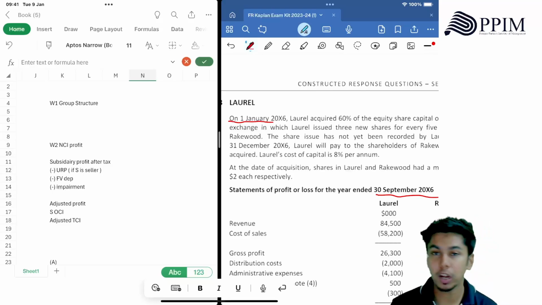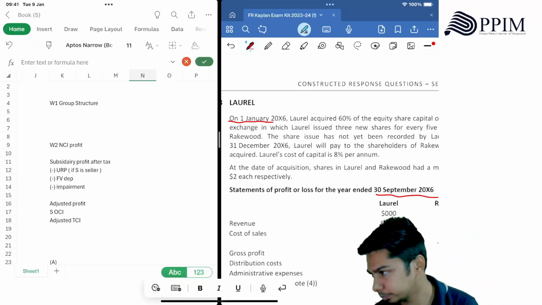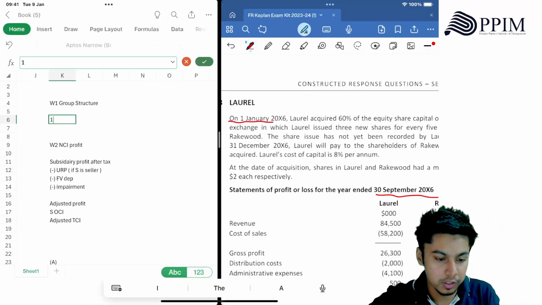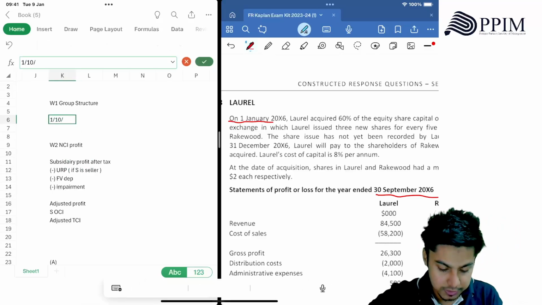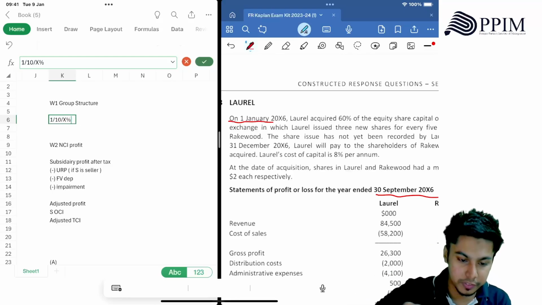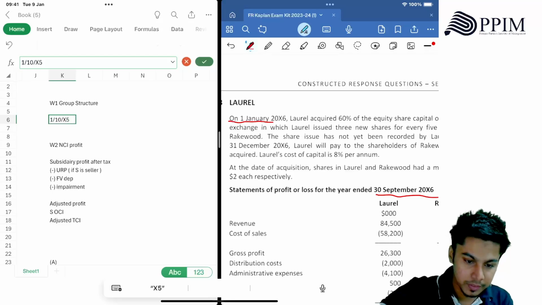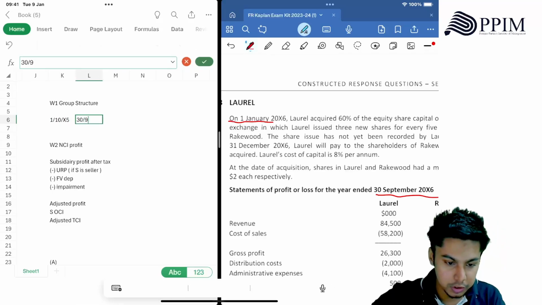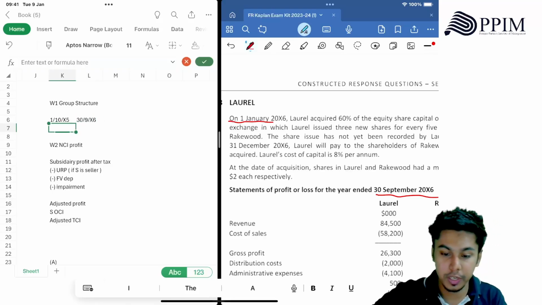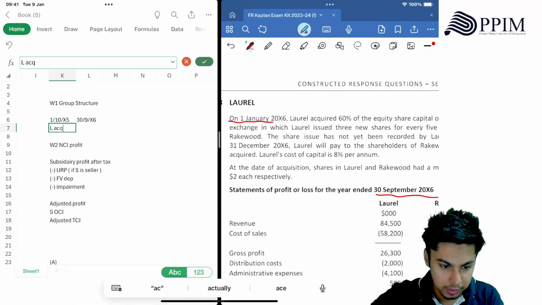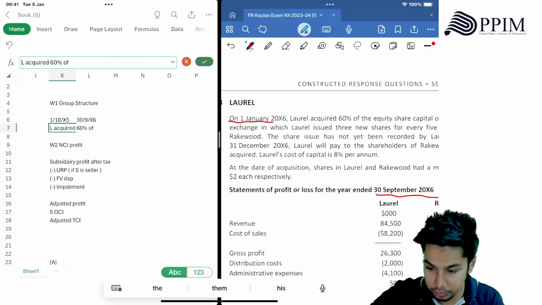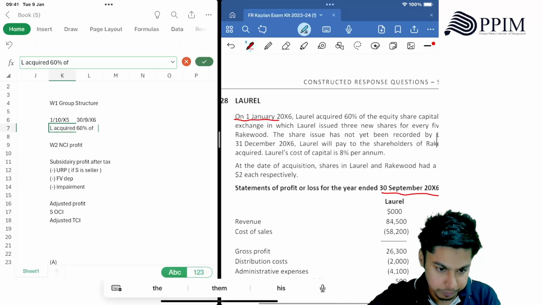Guys, are you all done with the group structure? Very good, Daniel. That's correct. So guys, see, the question starts on 1st October 20X5, because it's finishing on September, so it starts in October. And then this question finishes on 30th of September 20X6. All good? So what happened? L acquired 60% of R.